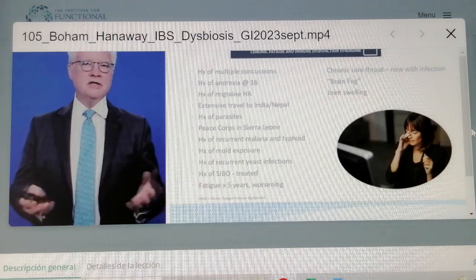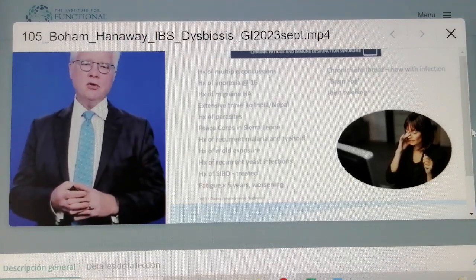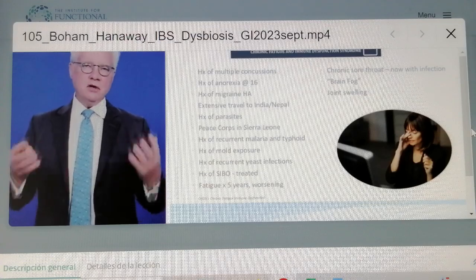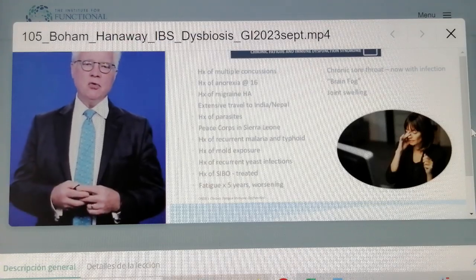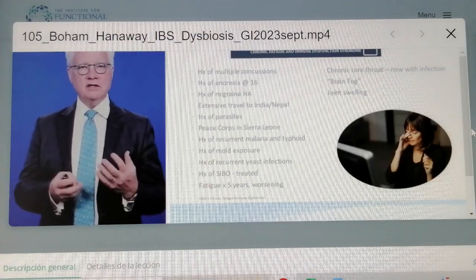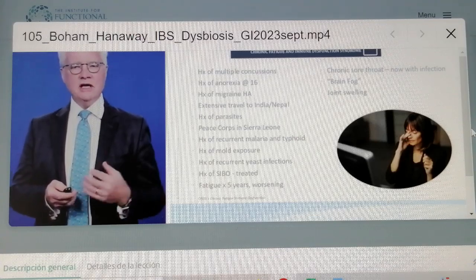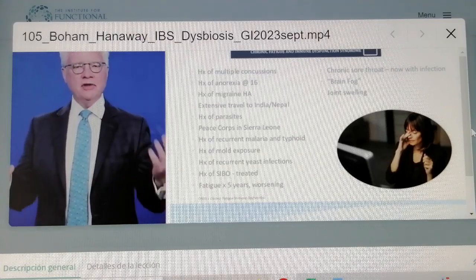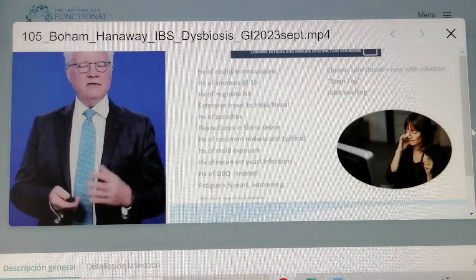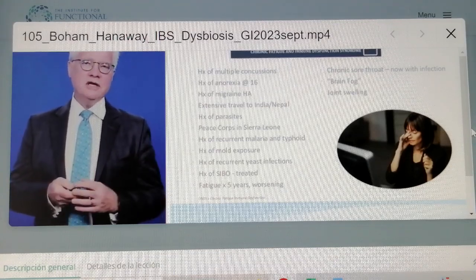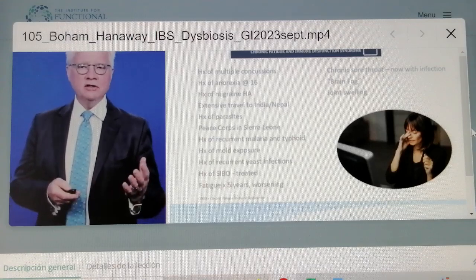She then spent time in Sierra Leone in the Peace Corps and developed malaria twice and typhoid. When she came back, she was exposed to mold and recurrent yeast infections, was diagnosed with small intestinal bacterial overgrowth and treated. Initially she felt good, but then moved into a fatigue and brain fog kind of picture, not unlike we're seeing with some of our long COVID patients.